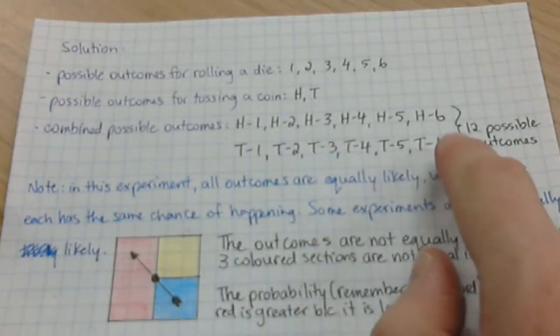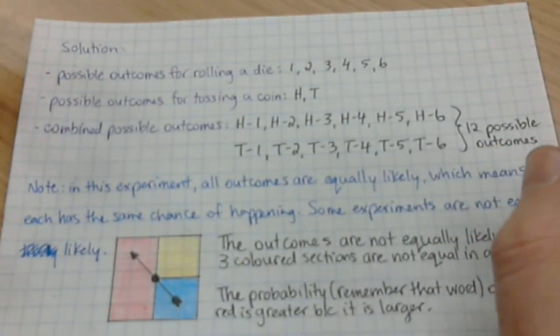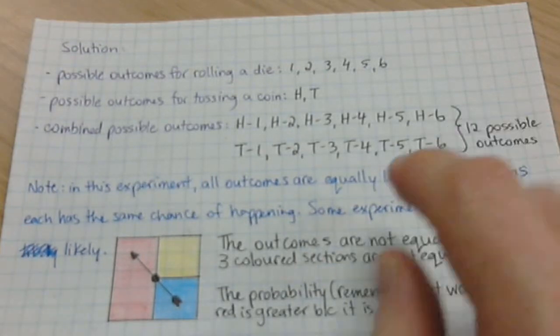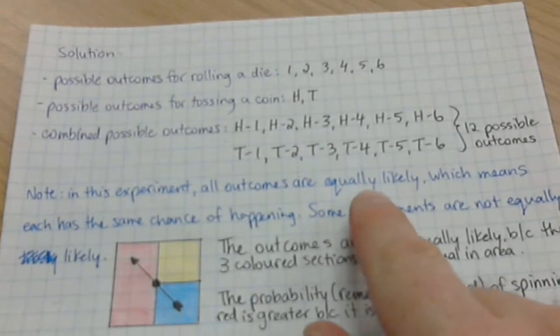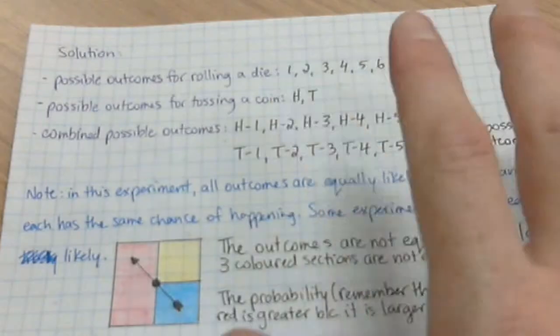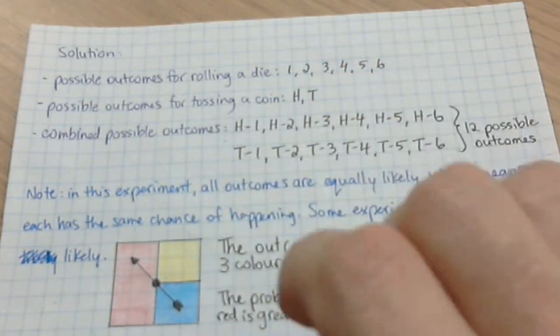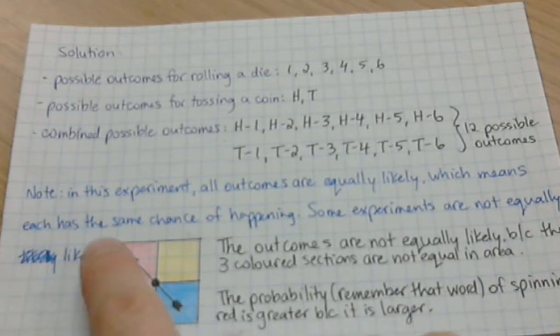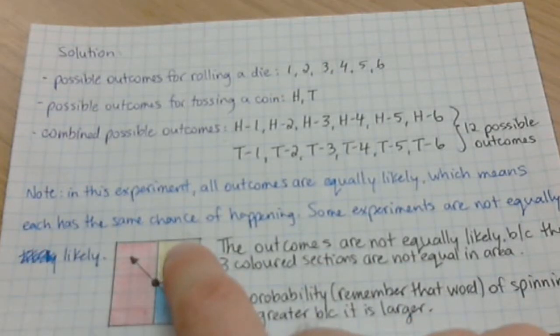Now, because a die is pretty much evenly weighted and because a coin is pretty much evenly weighted, all the outcomes are what's called equally likely, which means that you don't have any greater likelihood of rolling and tossing one outcome as opposed to other ones. Okay? So each one has the same chance of happening.